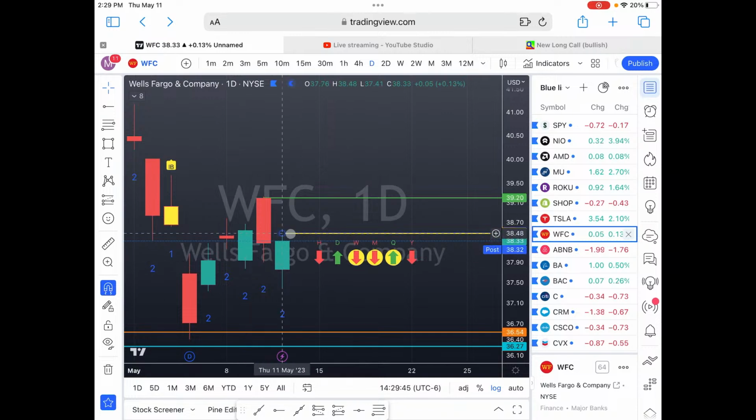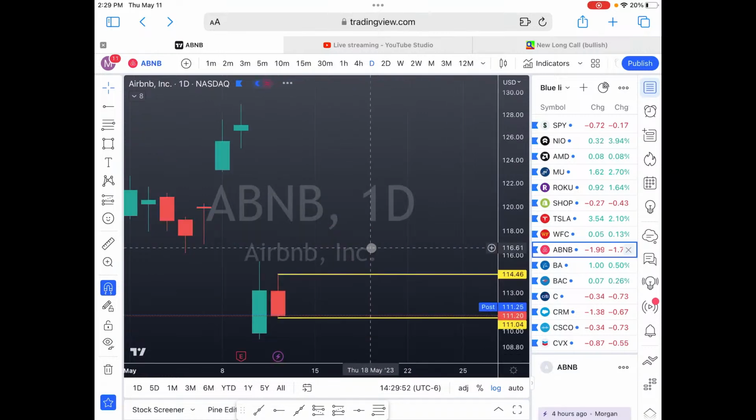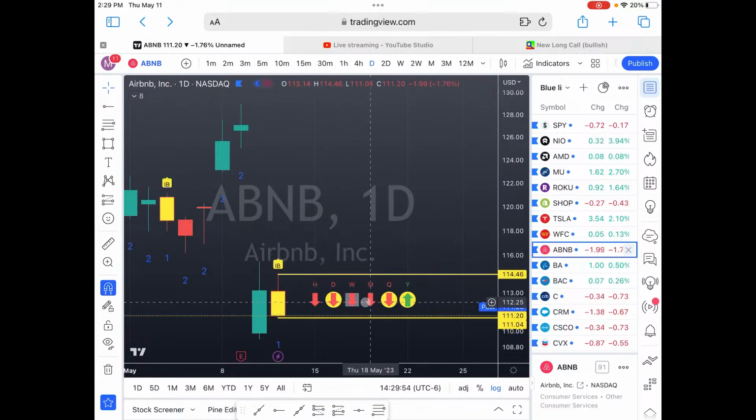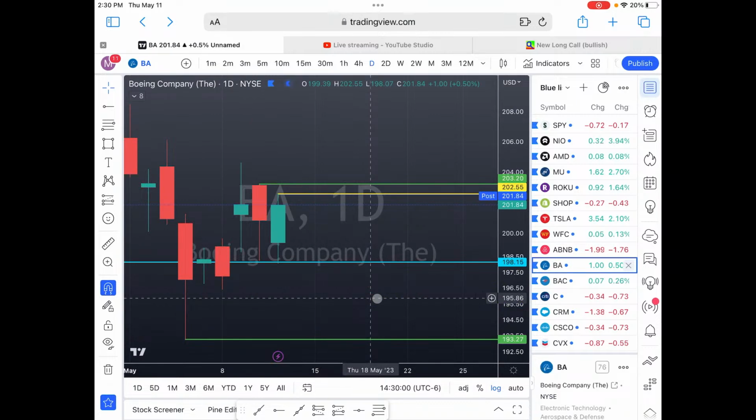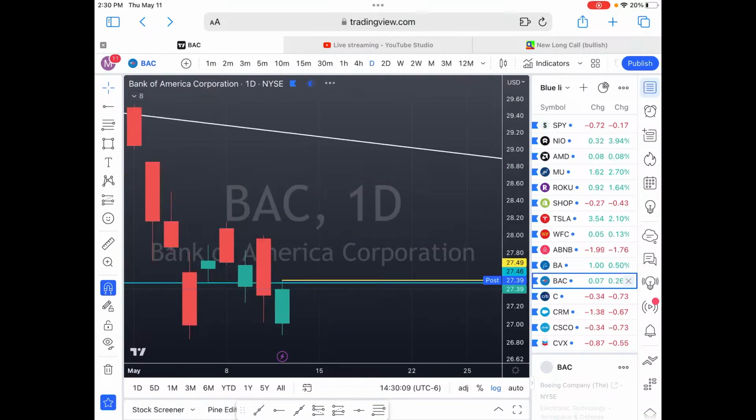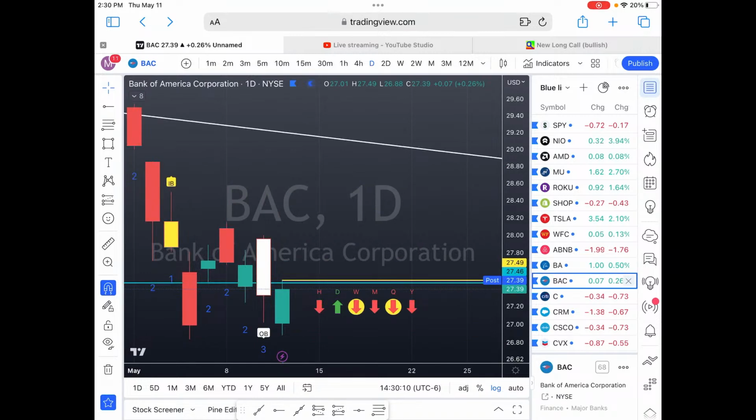We move on to Wells Fargo. Here's that 2 down green again. So we're going to look for calls at 38.48. First target at 39.20. Airbnb with an inside bar. Okay, calls at 114.46, puts at 111.04. 2 down green from Boeing, so we look for calls on there as well at 202.55, first target at 203.20. BAC 2 down green, we look for calls at 27.49.